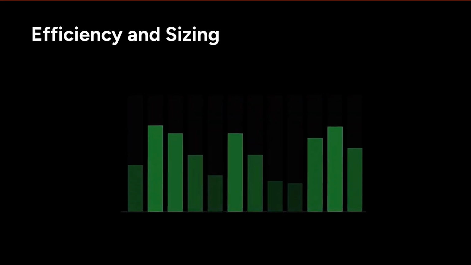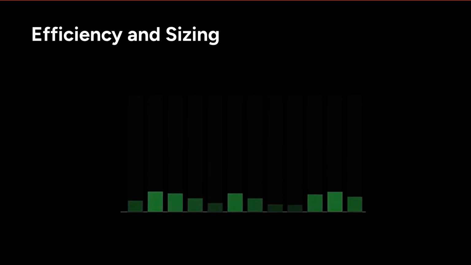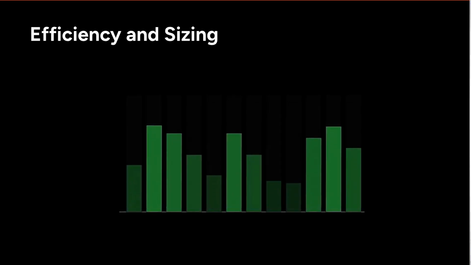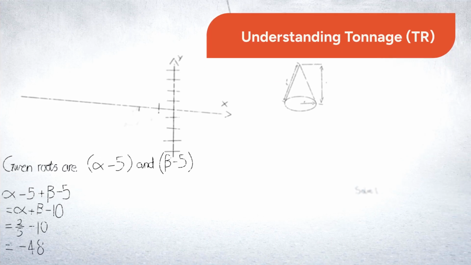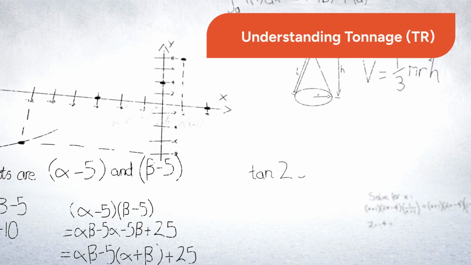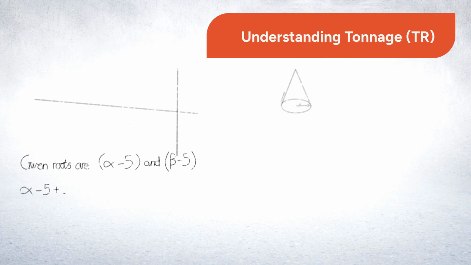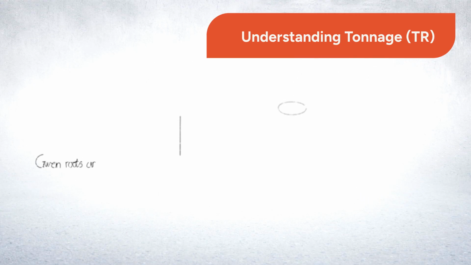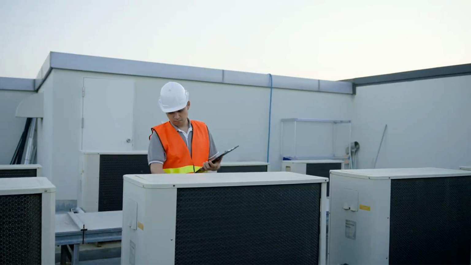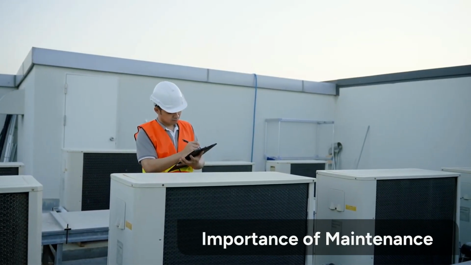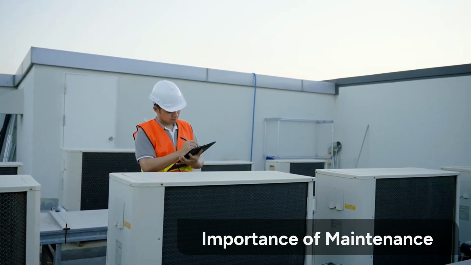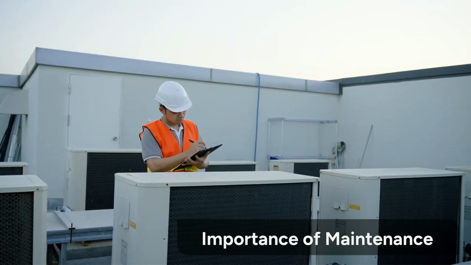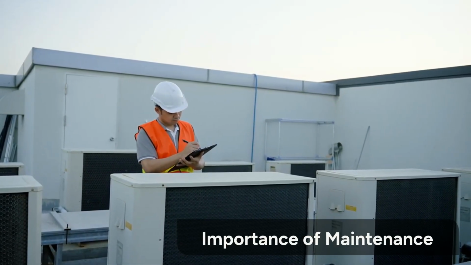When it comes to selecting or operating a chiller, efficiency and proper sizing are key factors for both performance and cost savings. Chiller capacity is typically measured in tons of refrigeration, or TR. 1 TR is equivalent to the cooling capacity needed to melt 1 ton of ice in 24 hours, giving us a standard measure for sizing. Regular maintenance is crucial for sustaining chiller efficiency. Neglecting maintenance can lead to energy waste, frequent breakdowns, and shortened equipment lifespan.